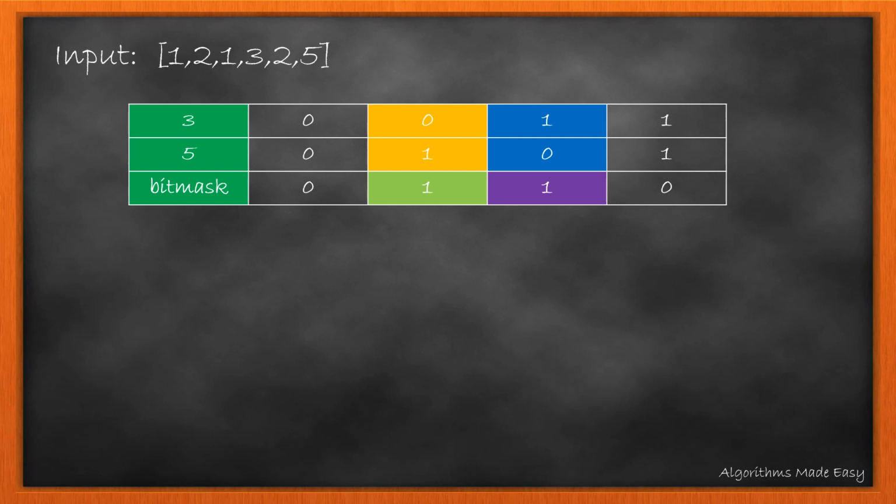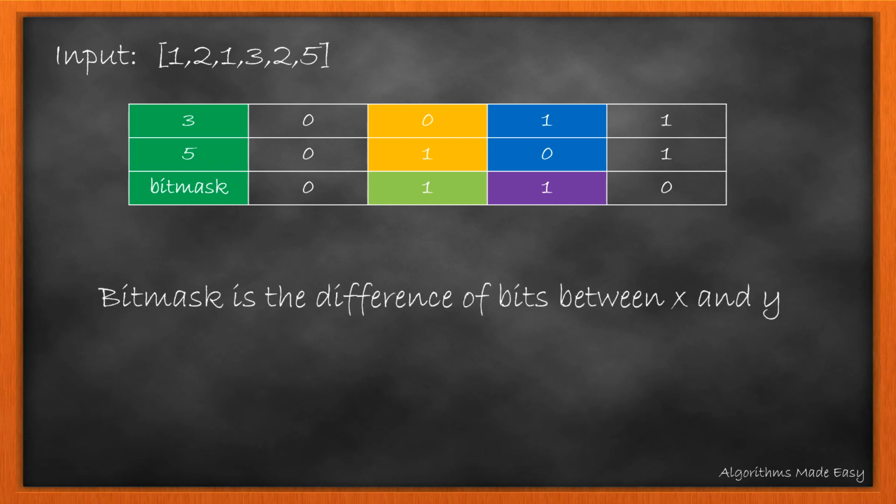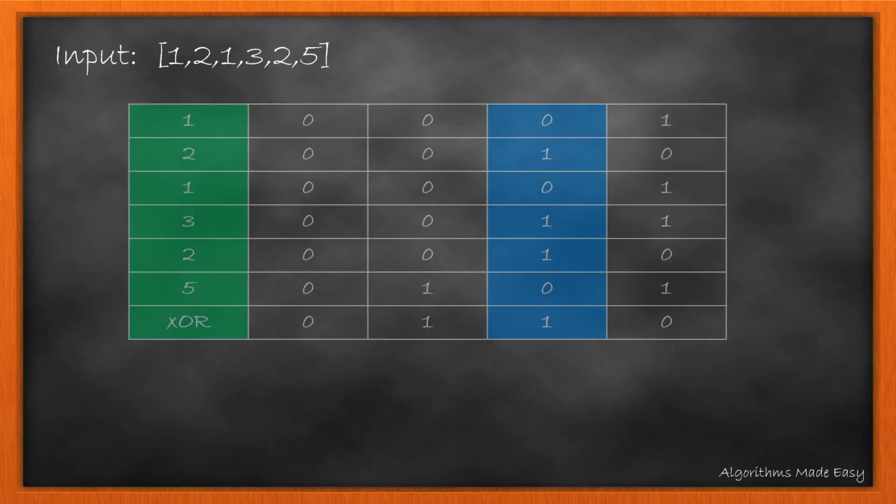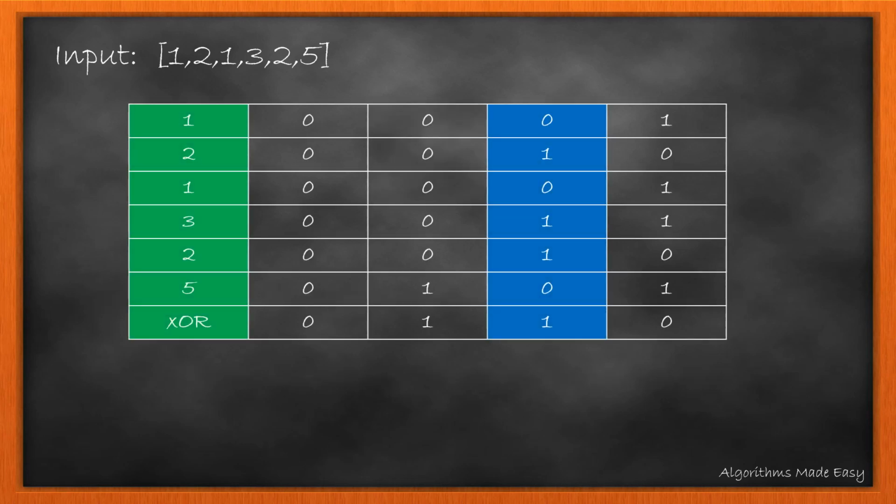Now let's see what this bitmask represents. If we see only the two unique values, we see that the bitmask is nothing but the difference in the bits of the two numbers. Now let's suppose the two numbers are x and y, and x has the rightmost bit as 1 while y has that bit as 0. If we look into the table with bit values and focus our attention on just the rightmost bit, we see that one of the two unique values will have that bit set.